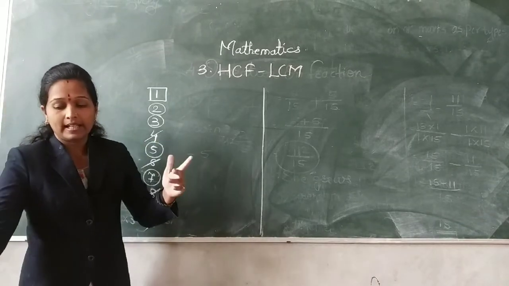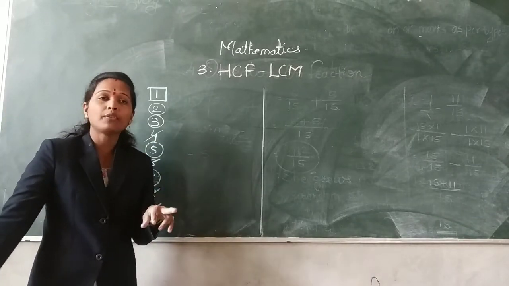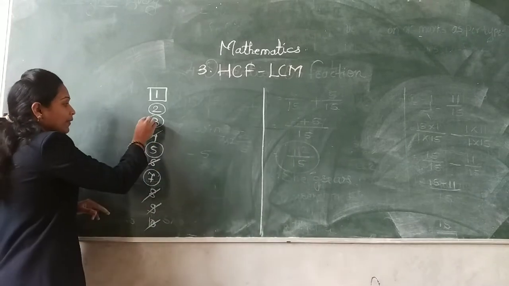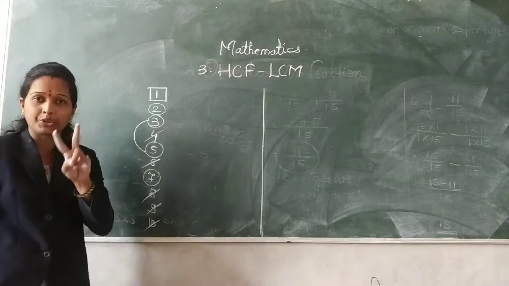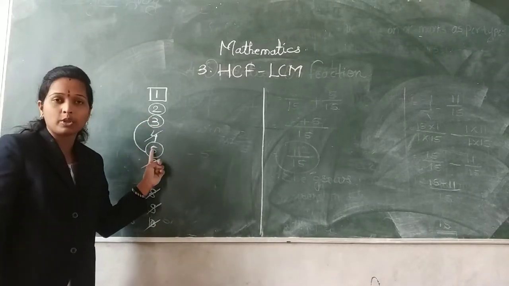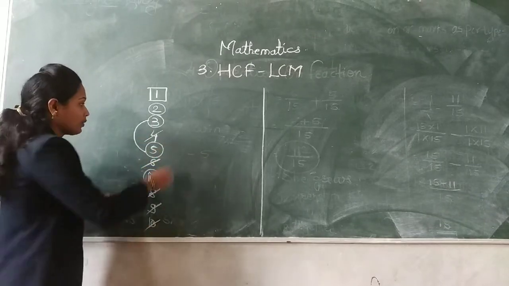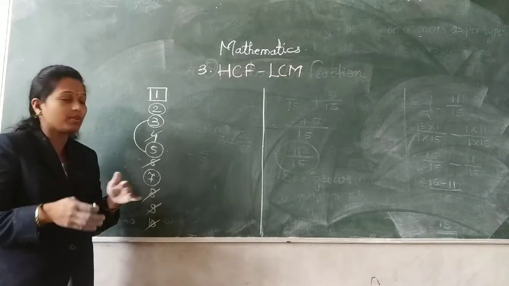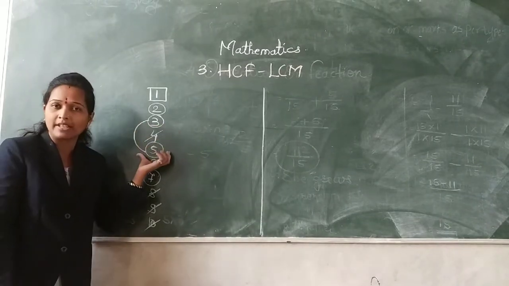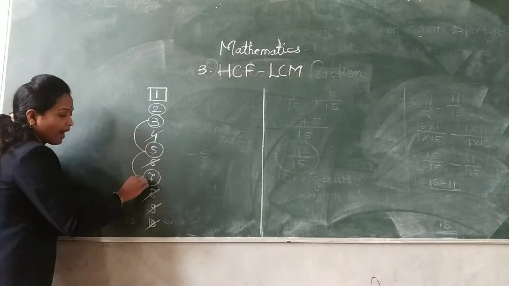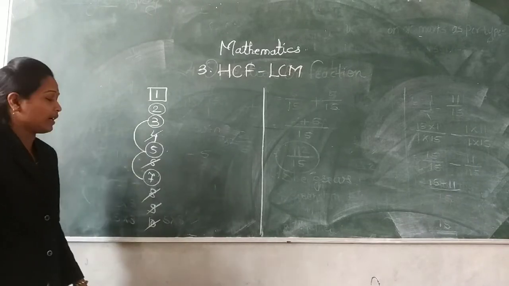Now we take the example of twin prime numbers. The meaning of twin prime numbers is that the difference between two prime numbers is 2. 3 and 5 are two prime numbers given in front of you, and the difference between these two numbers is 2. This is called a twin prime number. Again, 5 and 7. This is also a twin prime number.